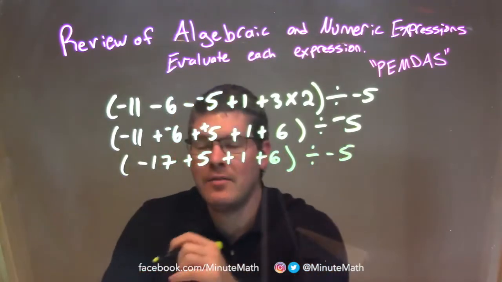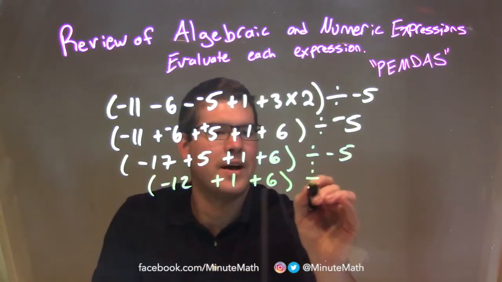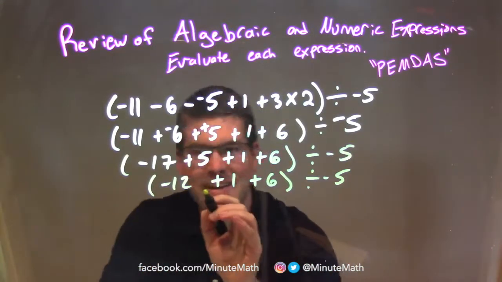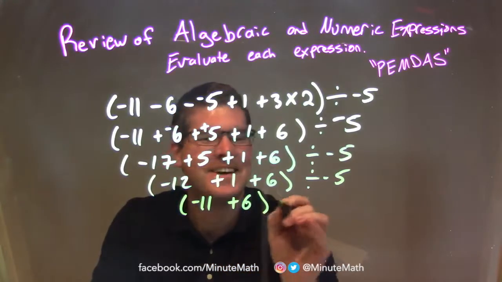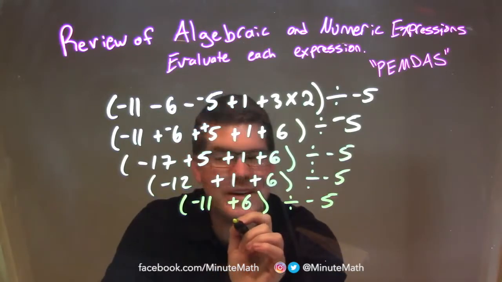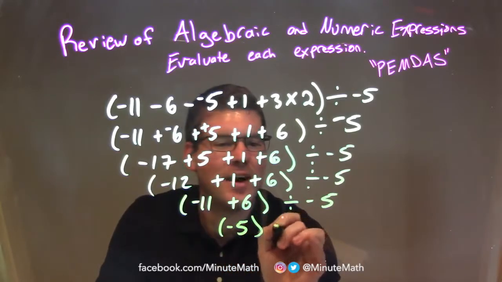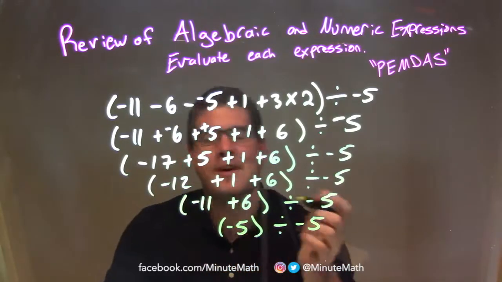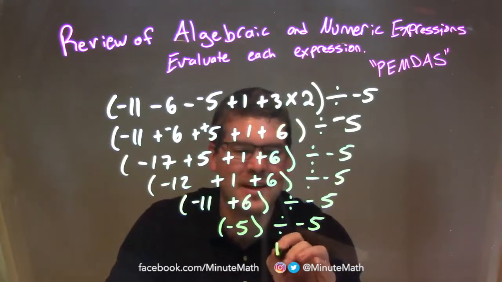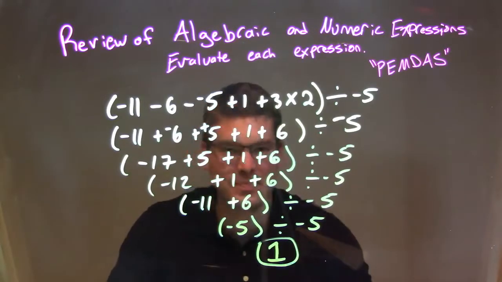Negative 17 plus 5 is a negative 12. So we have negative 12 plus 1 plus 6 divided by negative 5. Hope I have enough room here. Negative 12 plus 1 is a negative 11. So we have a negative 11 plus 6 divided by a negative 5. Negative 11 plus 6 comes out to be negative 5, so we have a negative 5 here, divided by negative 5. And this one comes out to just be a good old-fashioned negative 5 divided by negative 5, which is a positive 1. A negative divided by a negative is a positive. So our final answer here is just a positive 1.